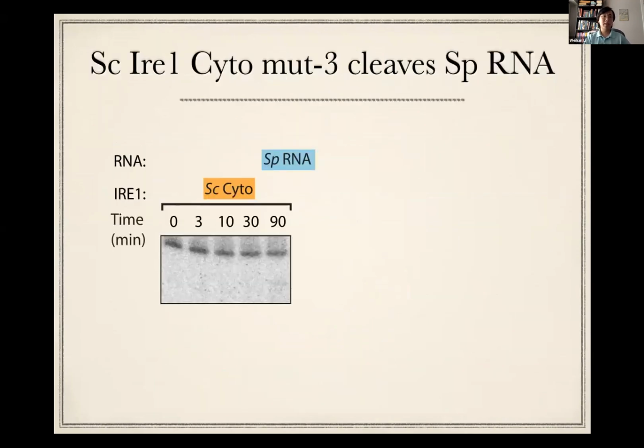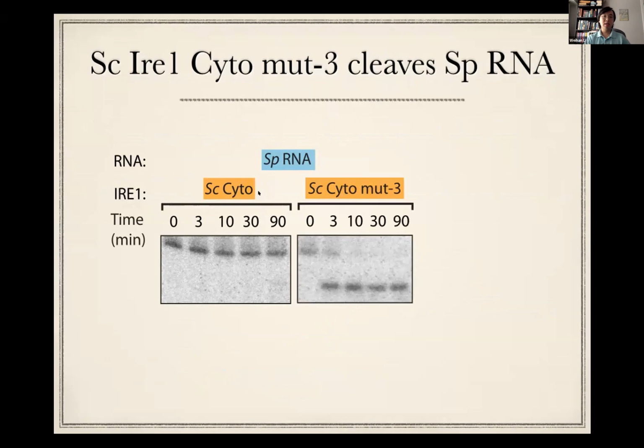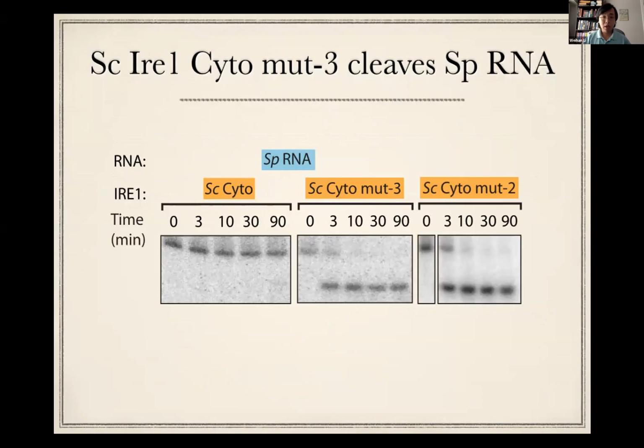We further validated this finding by doing the in vitro cleavage assay. Pombe RNA is not cleaved by wild type cerevisiae Ire1, and then the mut3 can very efficiently cleave this Pombe RNA now. We further characterized the 3 mutations. We found that you don't need all 3, you just need 2 of them. So with the cerevisiae mut2, the mut2 is already becoming more promiscuous and can cleave the Pombe RNA already.